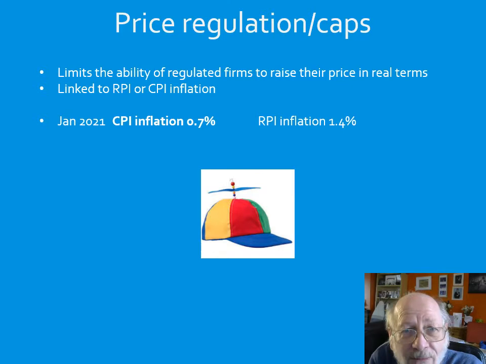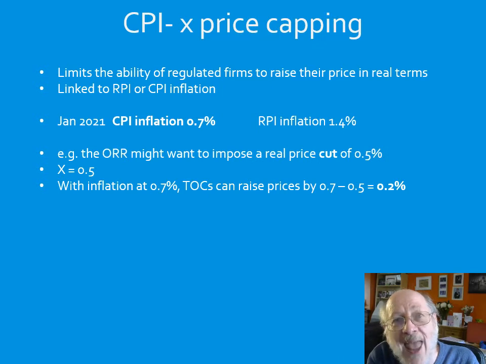Now, the problem is that there are two inflation rates that are used. Sometimes industries use CPI inflation, which in January 2021 was 0.7%, and sometimes it's RPI inflation, which is 1.4%. For the next few minutes, I'm going to be assuming a CPI inflation rate of 0.7%. So firms in an industry might be given an X, in which case the regulator wants them to cut their price in real terms, or a K, which is where they allow them to increase their price in real terms. So, for example, the Office of Rail and Road might want to impose a real price cut of 0.5% on rail firms.